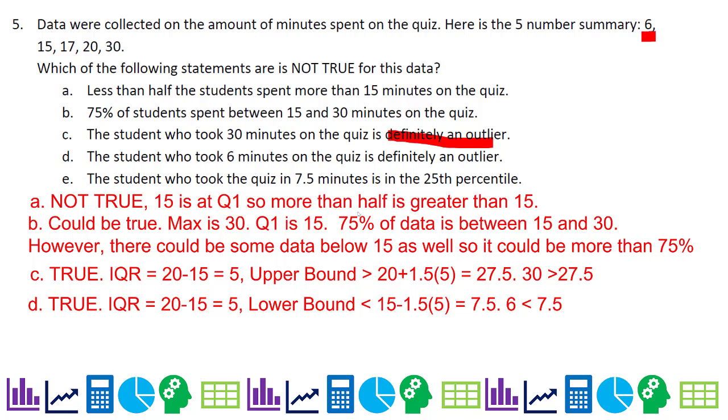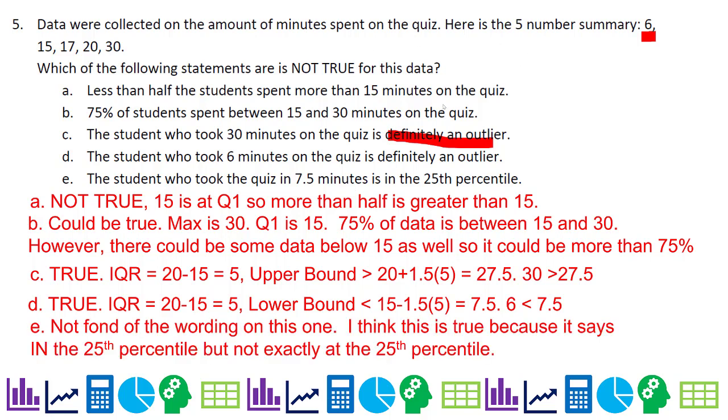All right. The student who took the quiz in 7.5 minutes is in the 25th percentile. I have no idea, because it looks like the 25th percentile is actually 15. Let's double check. I'm not fond of the wording on this one. I think this is true because it says in the 25th percentile, but not exactly at the 25th percentile. So I do not like the wording on that one. You won't have anything that mean. So I would say the answer is A, because we know for sure that this is not true. Okay, answer is A.